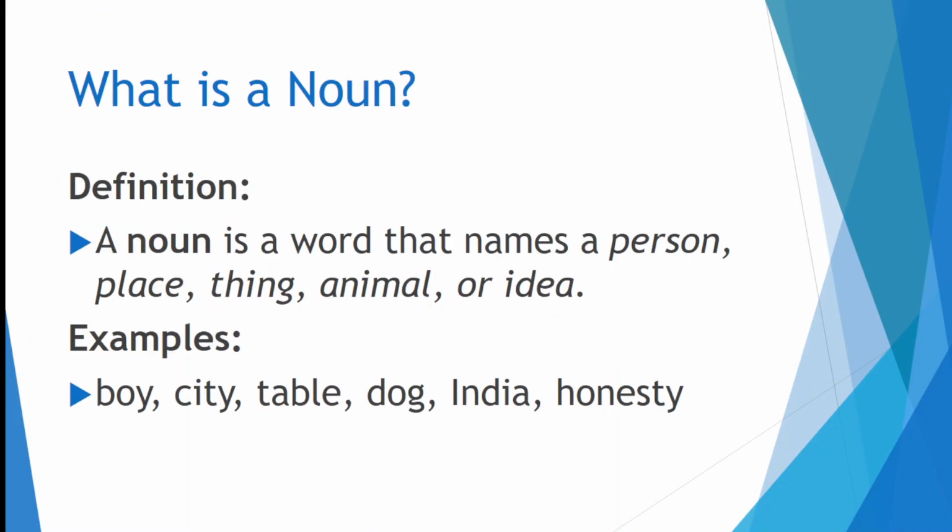First, let us understand what is a noun. A noun is a word that names a person, place, thing, animal or idea. For example, boy, city, table, India, dog, honesty. These are some examples of noun.